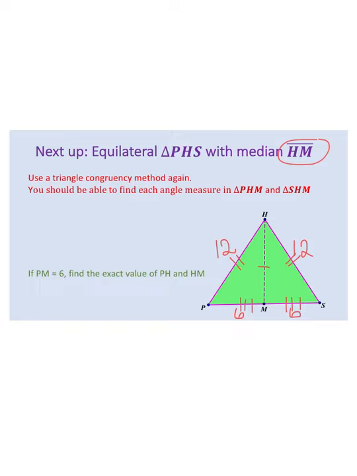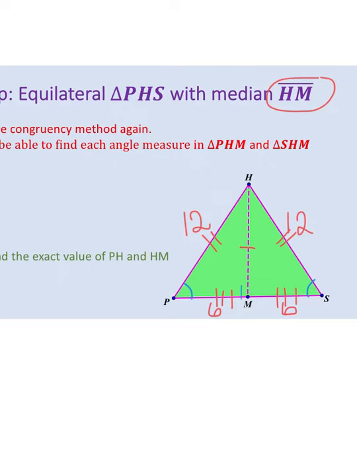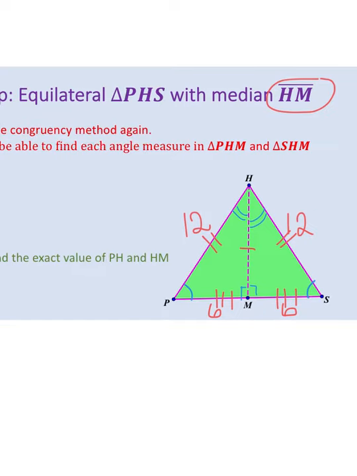Because they are congruent by side, side, side, this angle is congruent to this angle. The ones down here are going to be congruent to each other also. Therefore, just like before, if they're a linear pair and they're congruent, they each have to be 90 degrees. And then this angle up here is congruent to this angle up here. It gets split in half. So what we have to do is find the exact value of PH. Got it. HM, how am I going to do that?